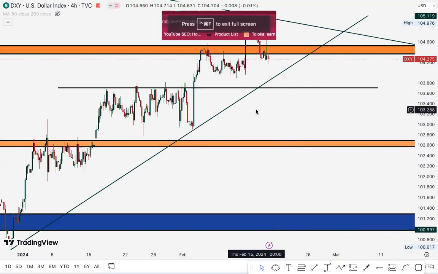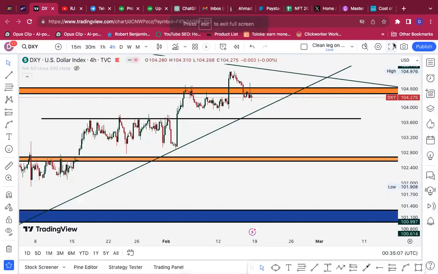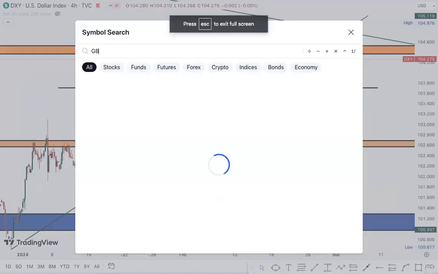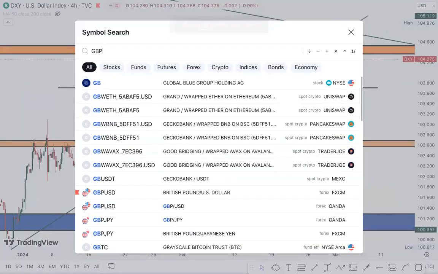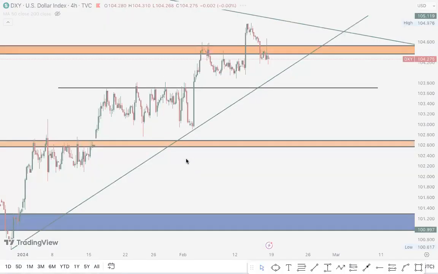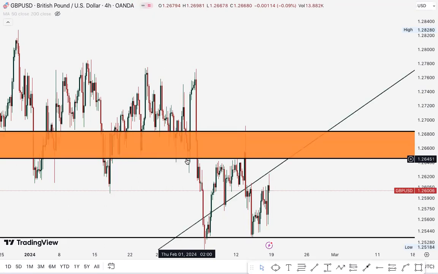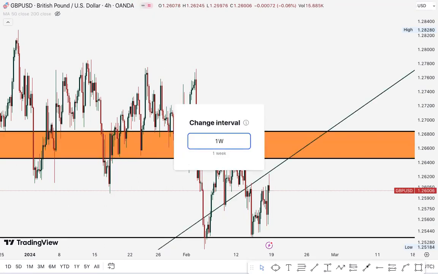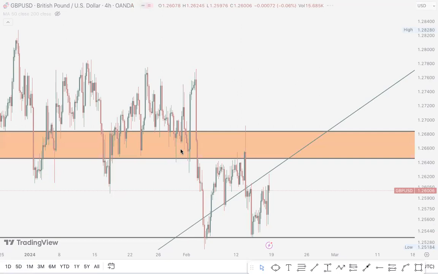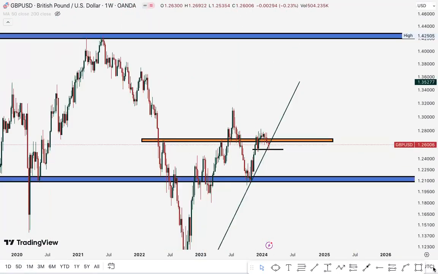So the next pair on my list now would be the cable. All right, the next pair on my list would be cable. GBP is practically the same thing as cable, so please take note. I think this one I had the drawings. So this is the cable in a nutshell, something quite similar to what the euro is doing. Okay, all of them are actually at a deciding point, as you can see right here.